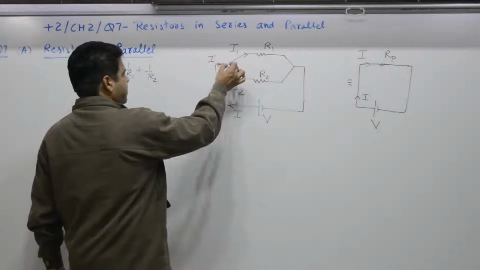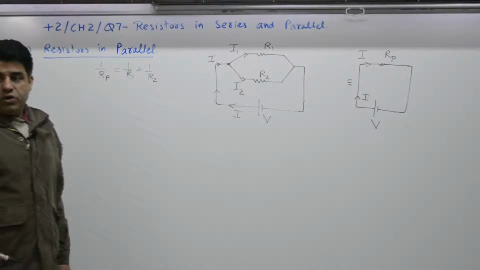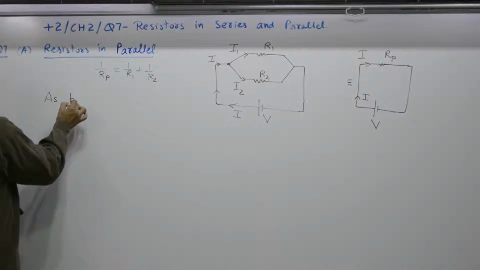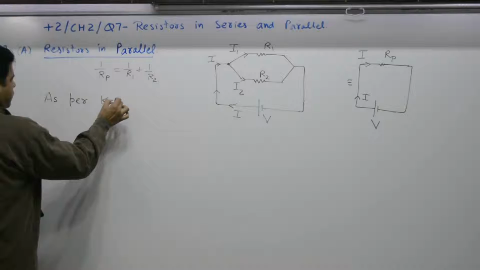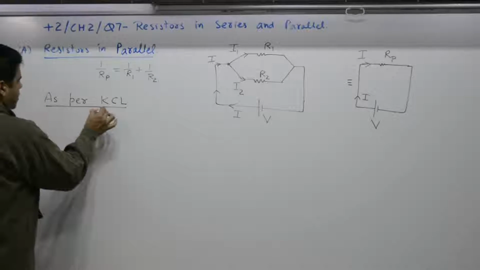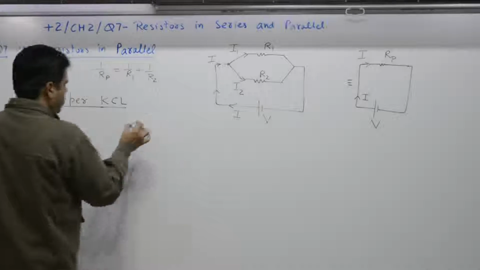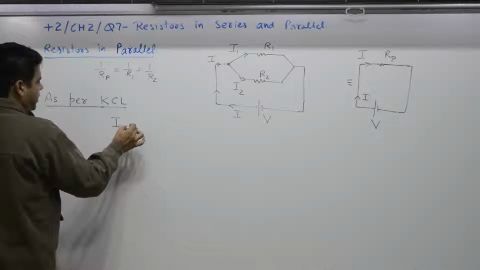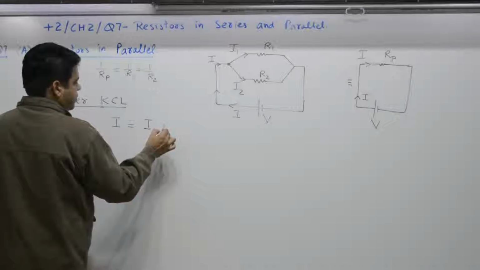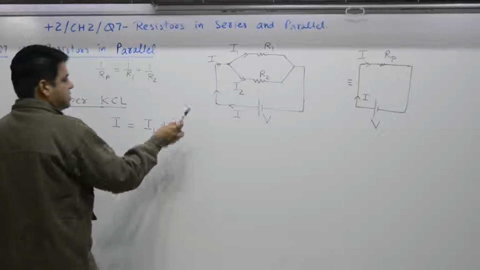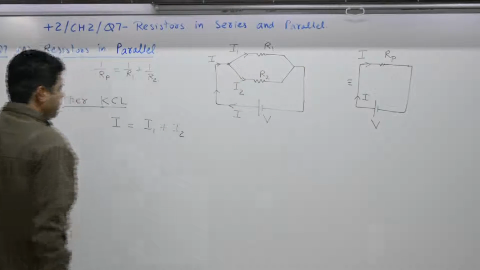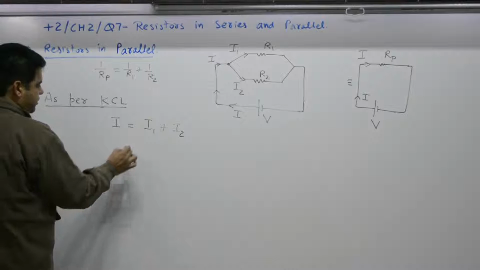In the previous part, we applied Kirchhoff voltage law. Here we will apply Kirchhoff current law. As per Kirchhoff current law, at this junction, total current entering is I, total current leaving is I1 plus I2. Kirchhoff current law says total current entering at the junction is equal to total current leaving the junction. I is equal to I1 plus I2.